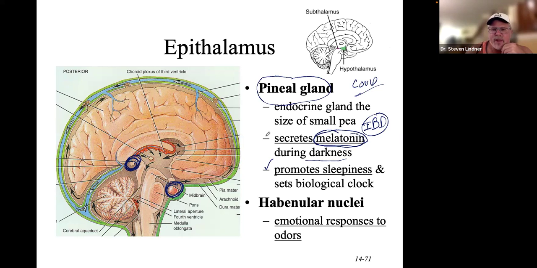Within the epithalamus, there's a nuclei there called the habenular nuclei. And this is what gives people more of an emotional response to odors, like, oh, grandma's cooking, that smells so good. Or, oh, that perfume or cologne smells really, really nice. There's like an emotional response. Or, whoa, who just went in the bathroom, right? Get out of there. That sort of thing, an emotional response to odors.